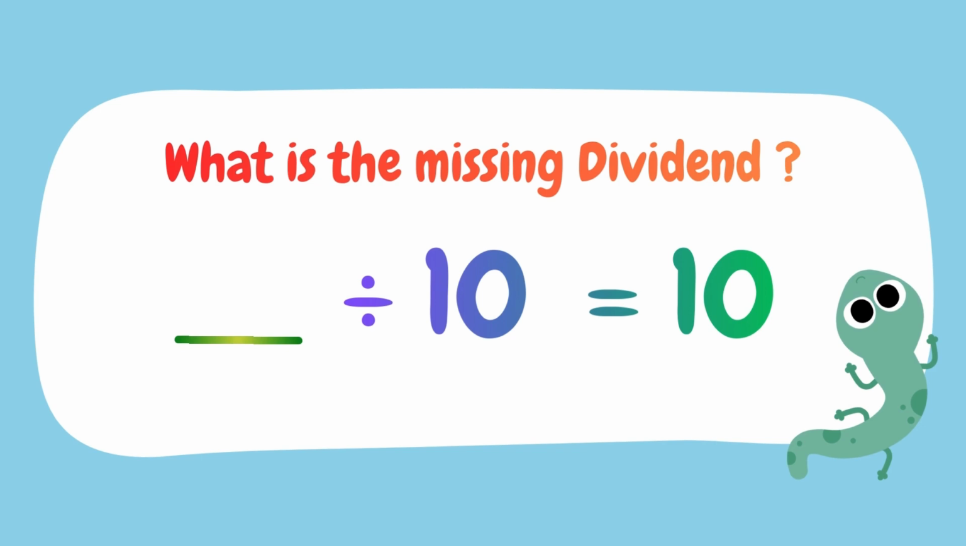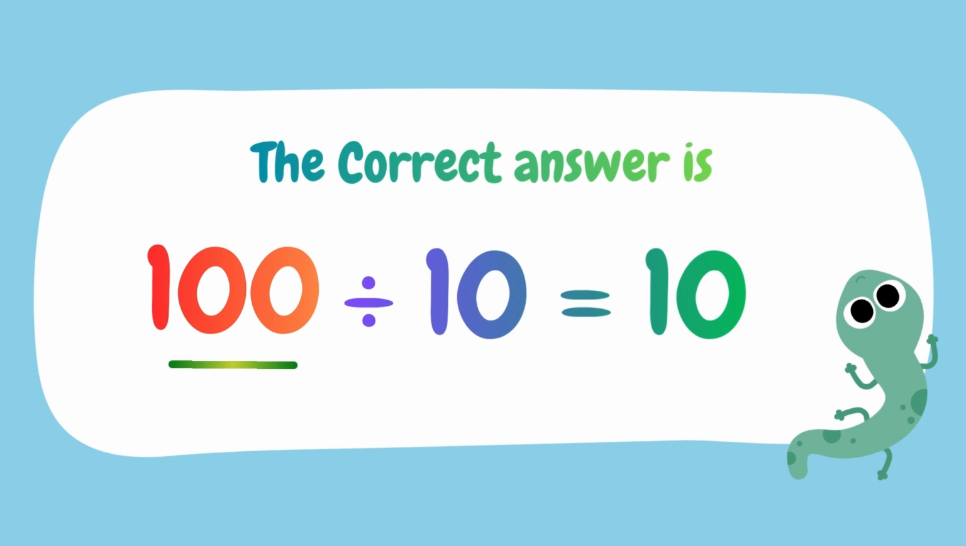What is the missing dividend? The missing number is 100. 100 divided by 10 equals 10.